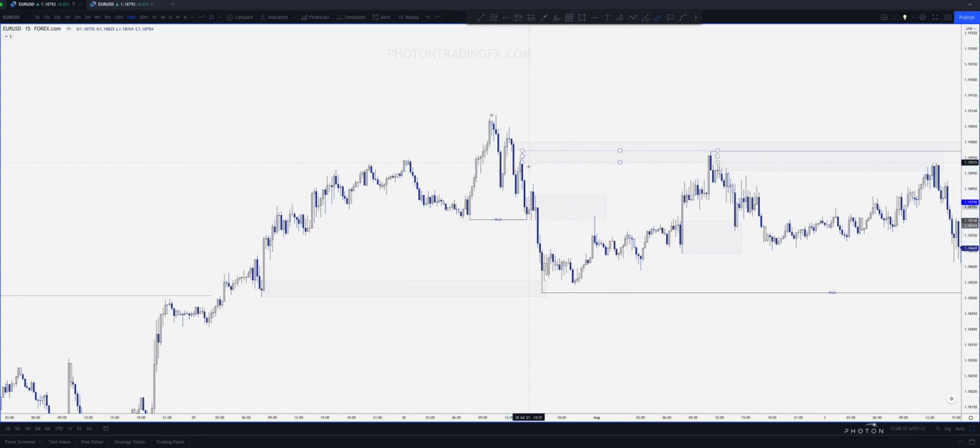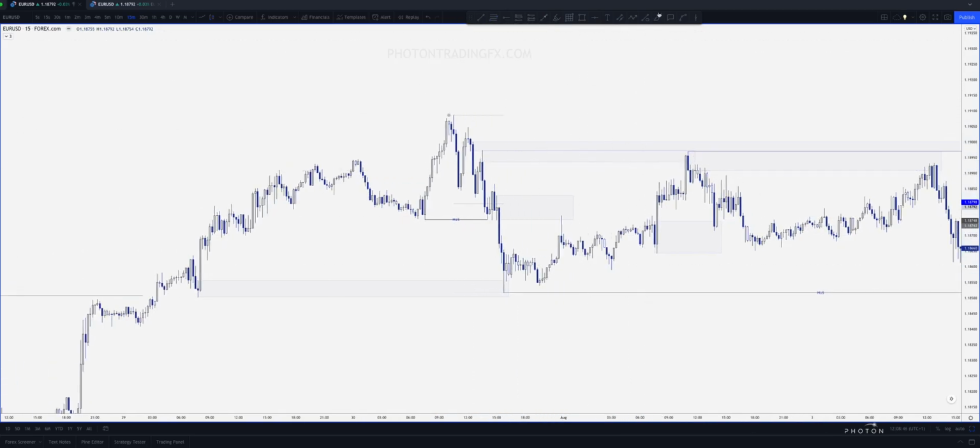We have these supply zones here to look at. So what's one tool we can use to help us pick, or filter out, the zones? We can use premium and discount. So this one's pretty much in a discount. It's not ideal. Price pulls back into it.